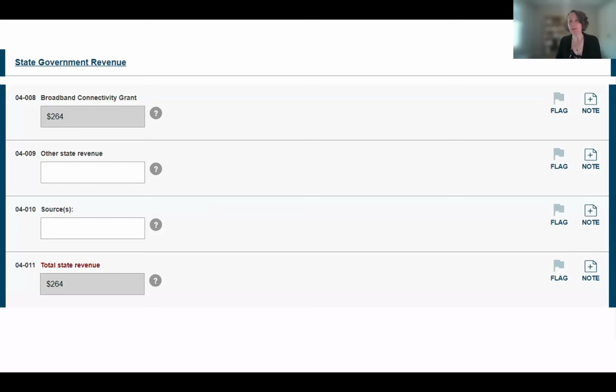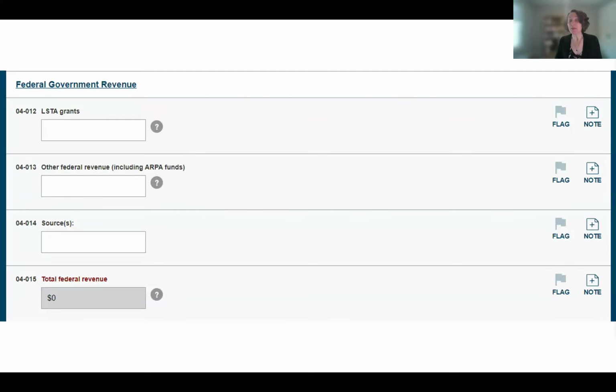Moving on to state government revenue, I want to take a look at question 8, the broadband connectivity grant, because there's always a bit of confusion around this every year. This is not E-rate. For most of our libraries, E-rate is a discount that's applied directly to the internet bill. The broadband connectivity grant is actual money that's deposited from our state library into your library's account, and it's meant to help you cover any internet bills that E-rate may not have forgiven for you.